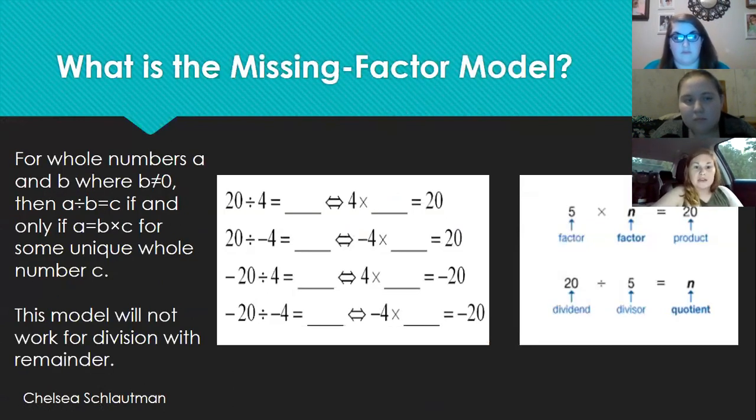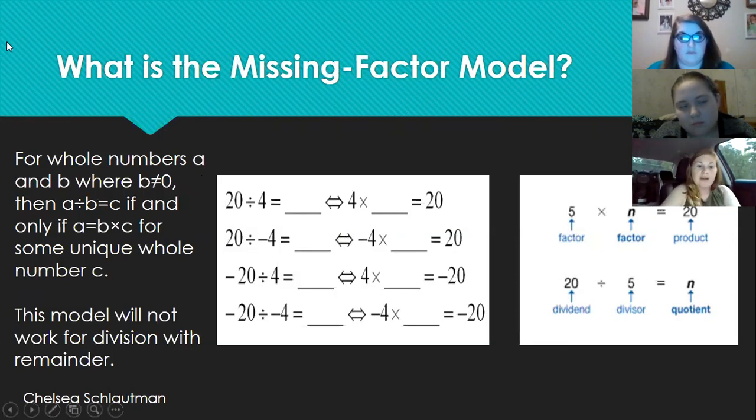Next, we'll be looking at the missing factor model. It's kind of how it sounds, the missing factor. For whole numbers A and B, where B cannot equal 0, A divided by B equals C if and only if A equals B times C for some unique whole number C. In these types of problems, it will not work if you have division with remainders.